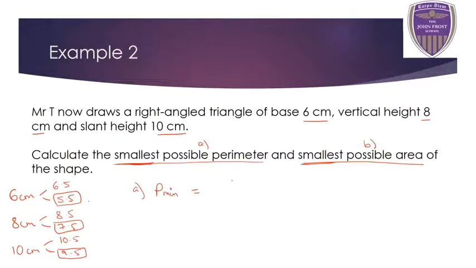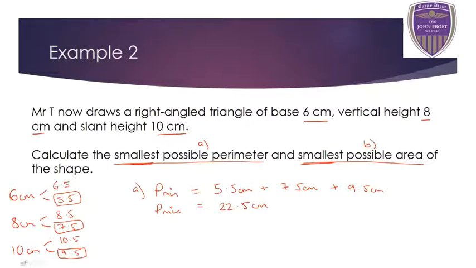Yeah, so this triangle's got 3 sides. We know what the smallest values are. So it's 5.5 centimeters, that's the smallest base, plus 7.5 centimeters, that's the smallest vertical height, plus 9.5 centimeters, that's the smallest slanted height. Okay, so the minimum perimeter, if you just add those up, use the column method if you need to, is 22.5. So that's 22.5 centimeters.